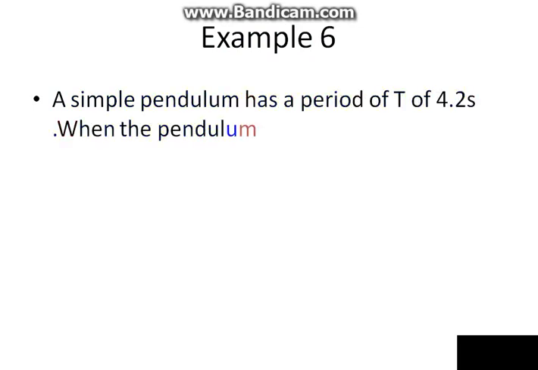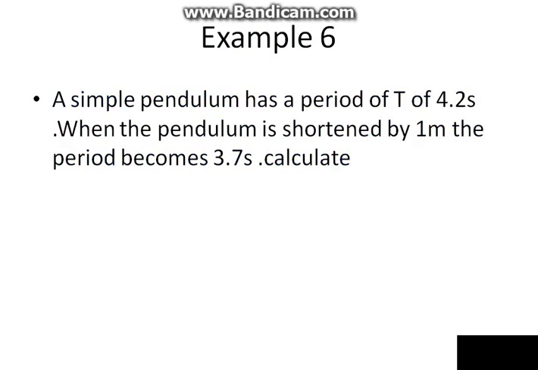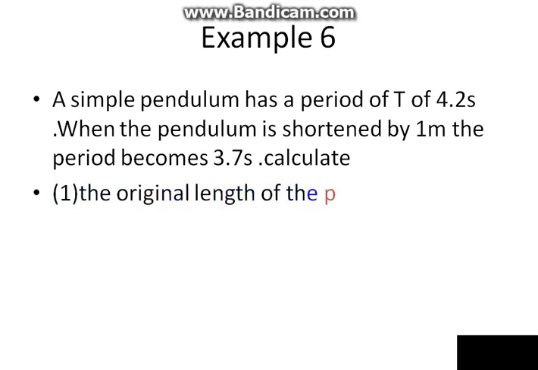Example 6. A simple pendulum has a period T of 4.2 seconds. When the pendulum is shortened by 1 meter, the period becomes 3.7 seconds. Calculate 1. The original length of the pendulum. Solution. We are given that a period capital T is equal to 4.2 seconds and the length, normal length, is equal to capital L.